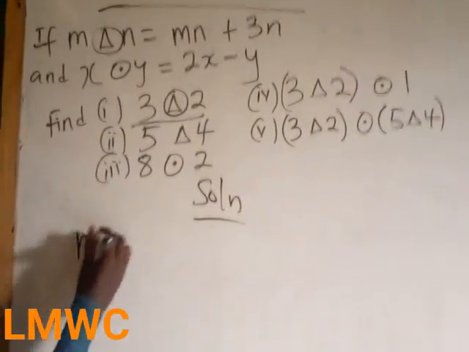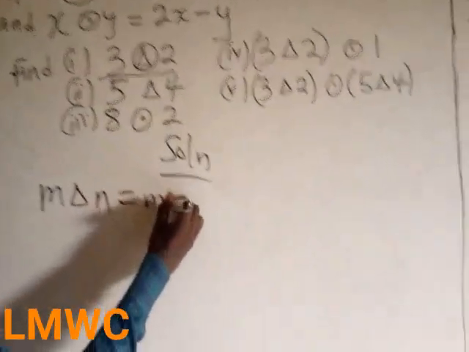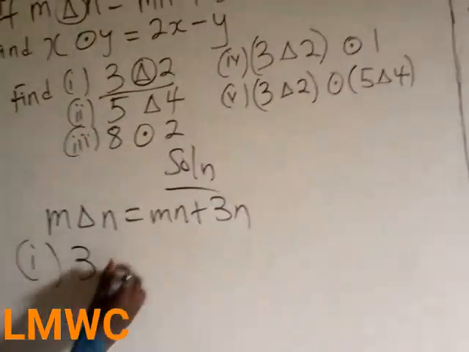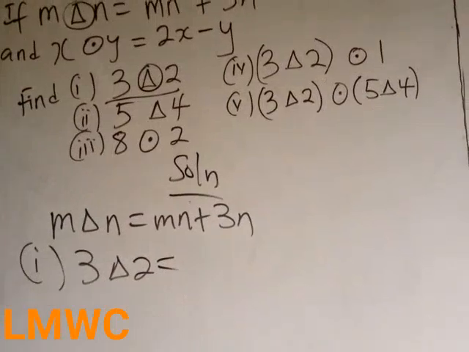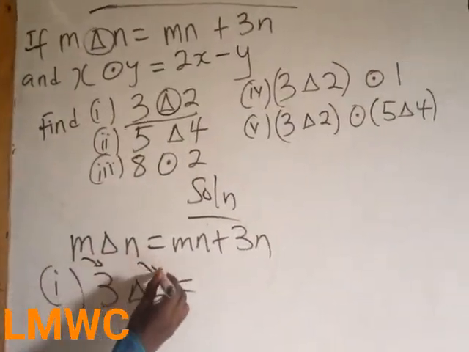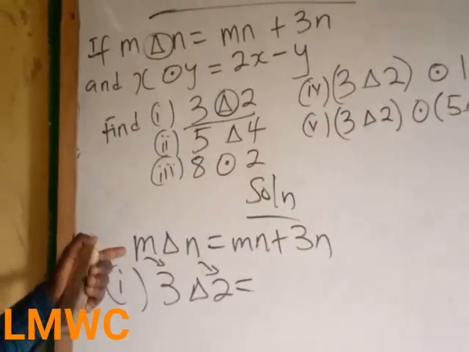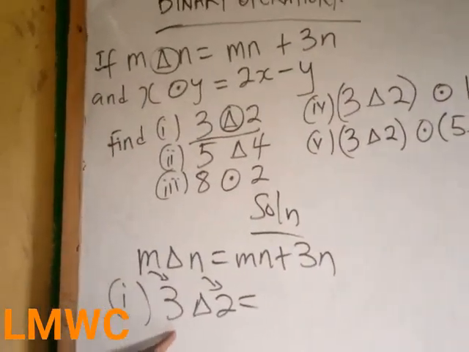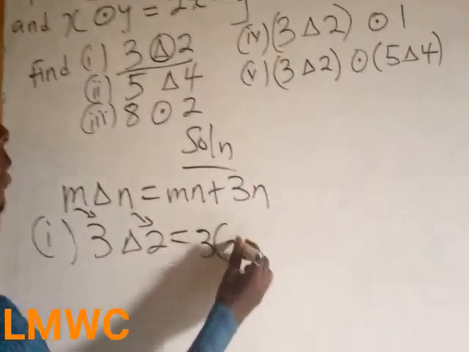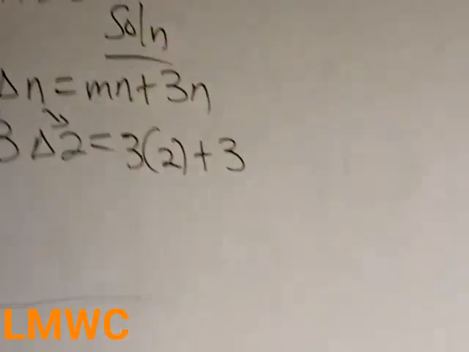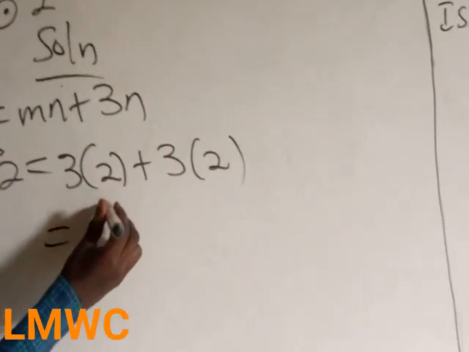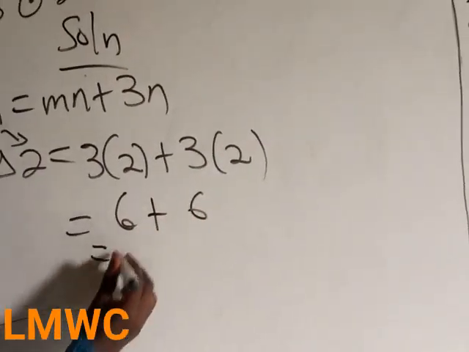You first write your formula. It becomes mn plus 3n. And they have asked you to find 3 star 2. M is 3 and n is 2. So wherever you see m, you substitute 3. Wherever you see n, you substitute 2. So it becomes 3 times 2 plus 3 times 2. What is the value for n? n is 2. So 3 times 2 is 6, plus 6. We are having 12.